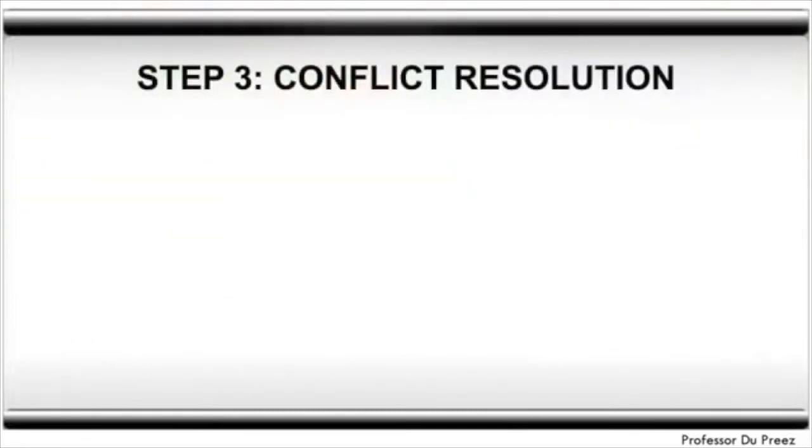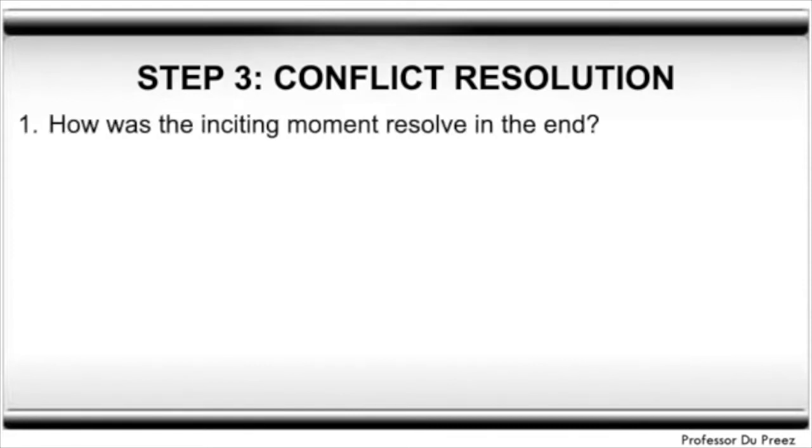Now we return back to our 3 steps on writing a synopsis. Step 3. Conflict resolution. This step describes how the animation's major conflicts are resolved and the ending gets revealed. It is important to go back to the inciting moment, looking at how the inciting moment was resolved in the end. Do not leave the ending a mystery.